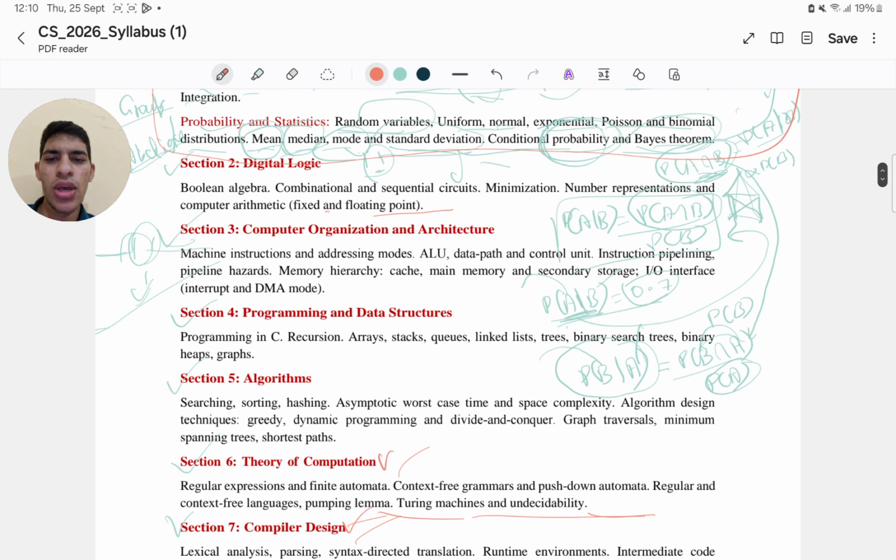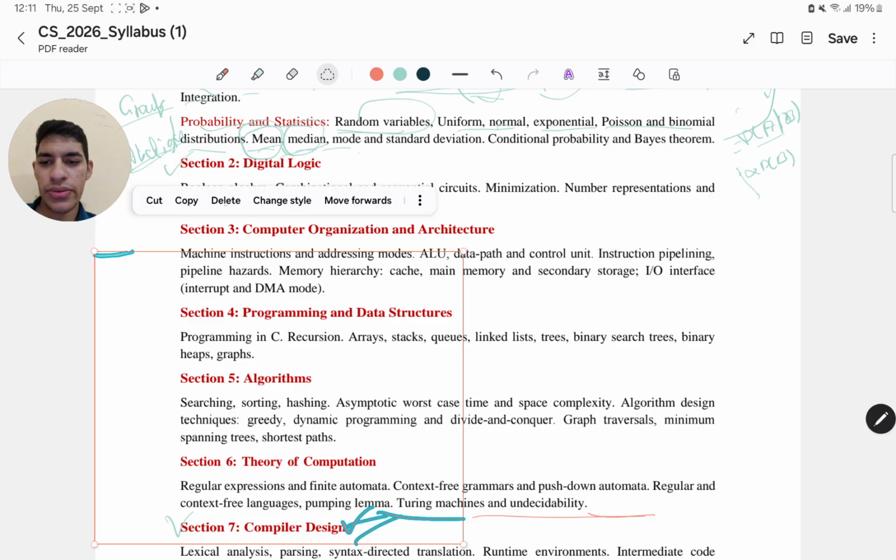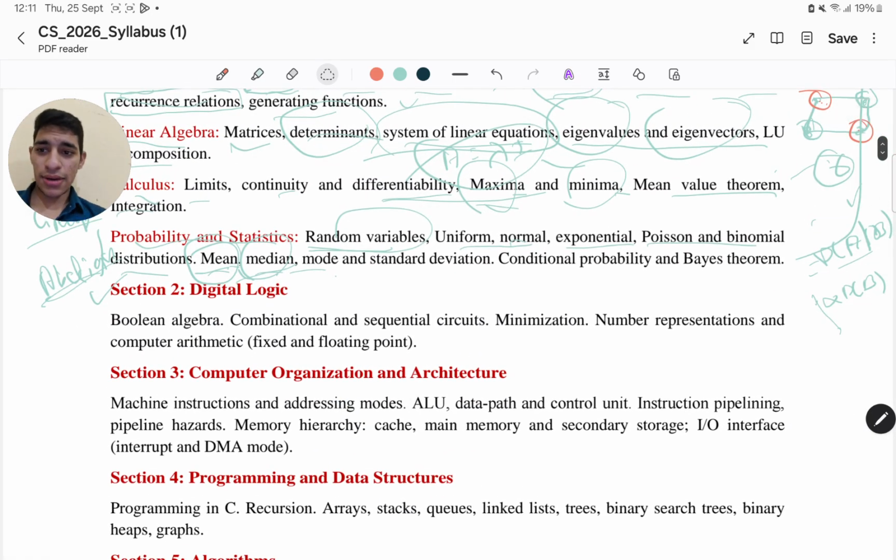Okay, we will go one by one. Let me delete all the stuff I've just written. Now let's discuss a bit about this one. That's digital logic, right? You might have already learned about digital logic in your computer architecture classes.